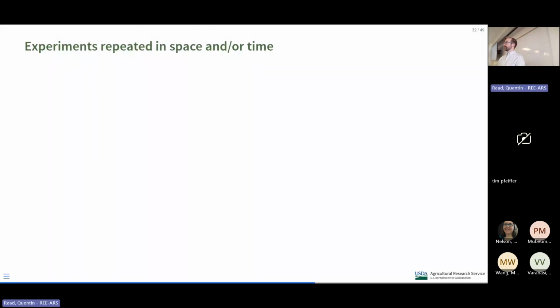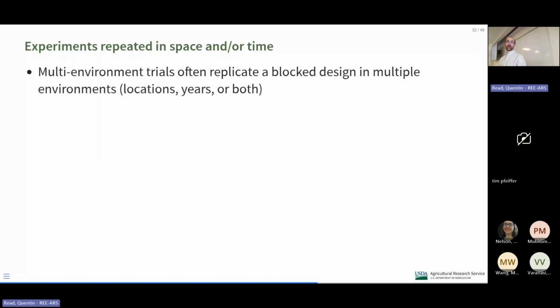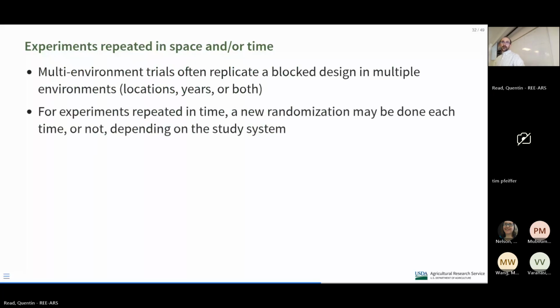All the experimental designs I've talked about can be repeated in space or time. Like if you have multiple environment trials, possibly over multiple years, you're testing the same set of genotypes. Maybe within each environment, there's blocks, but then the whole thing is replicated in multiple environments, which are either locations or over time or both. And usually, if you have an experiment like that, you would want to do a new or separate randomization.